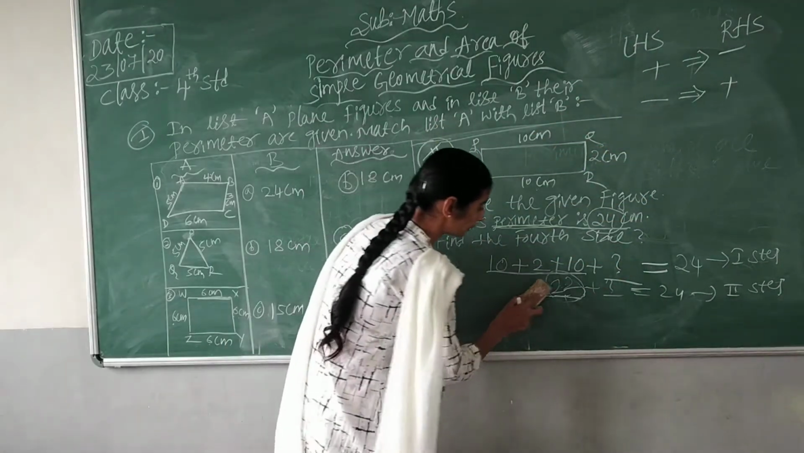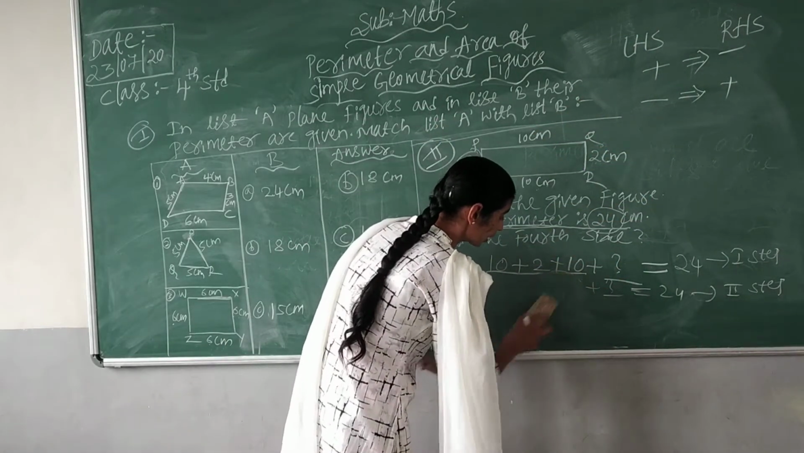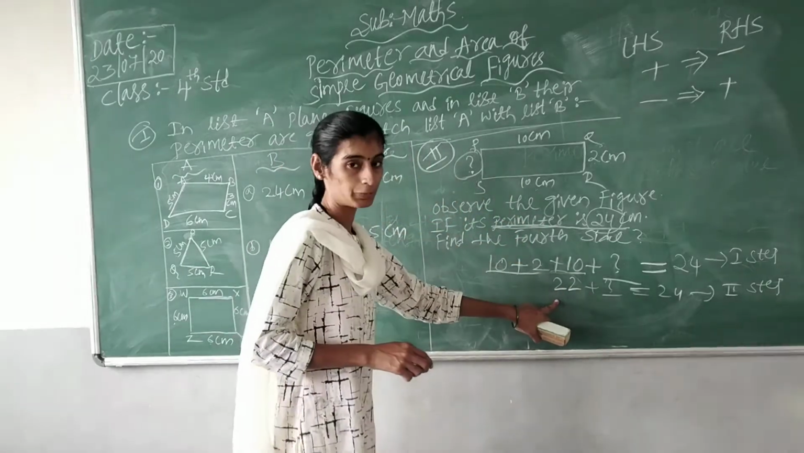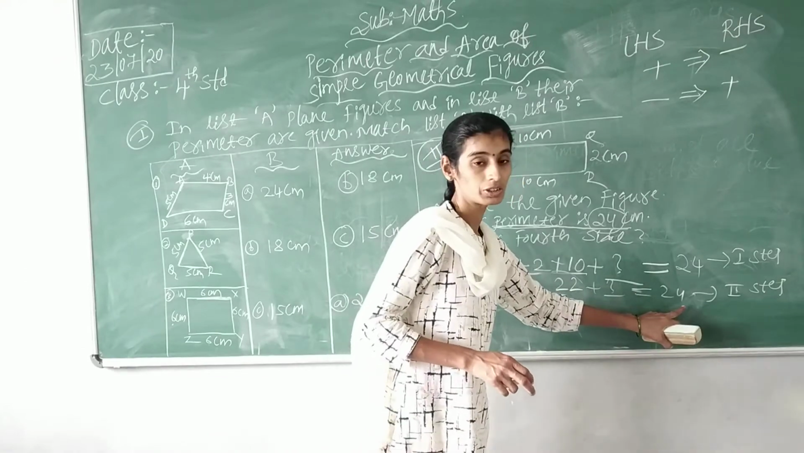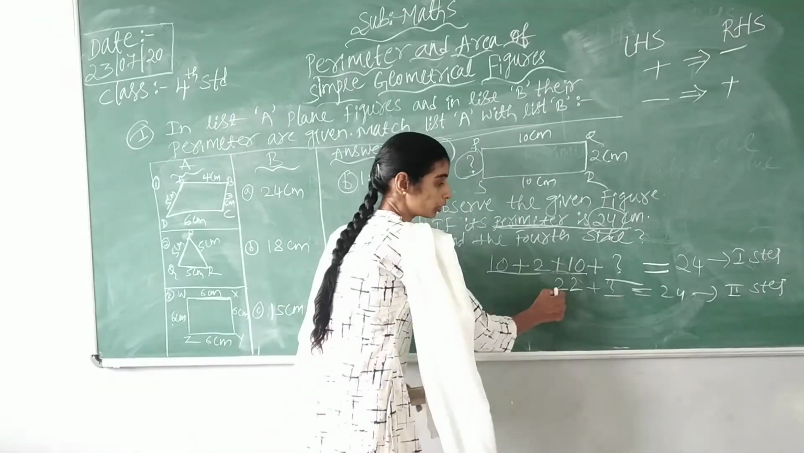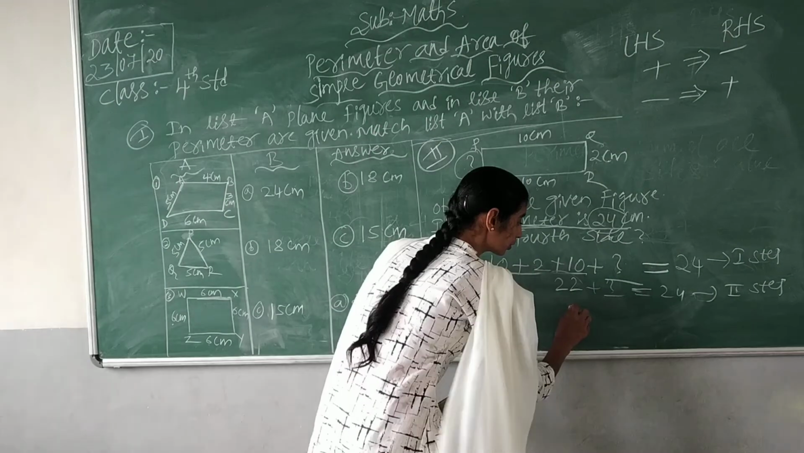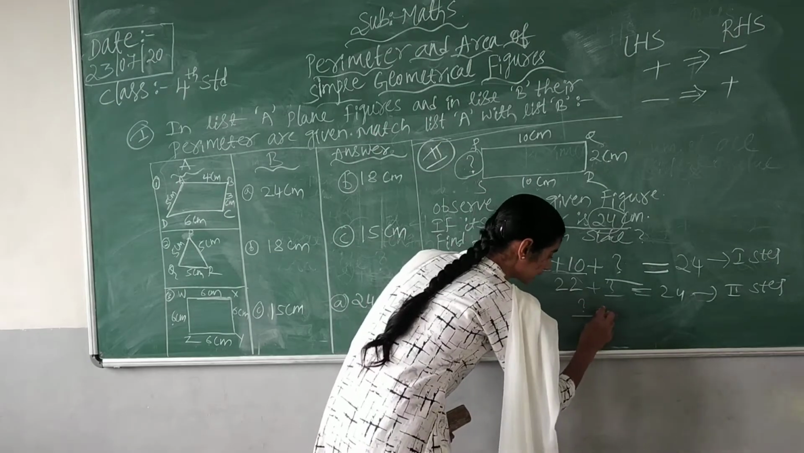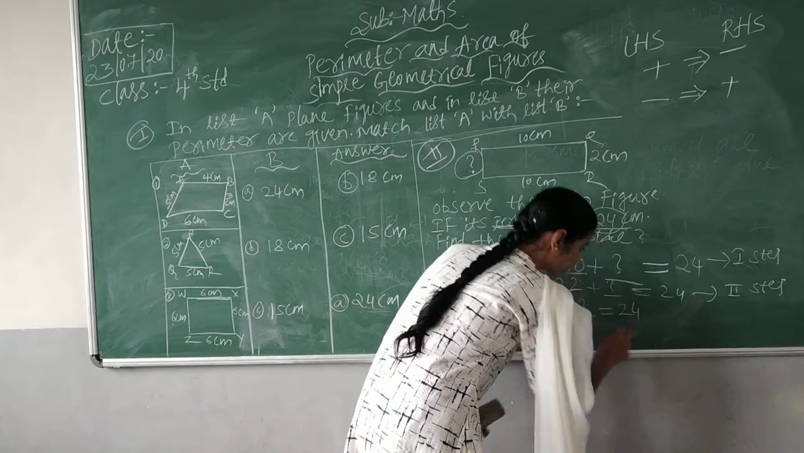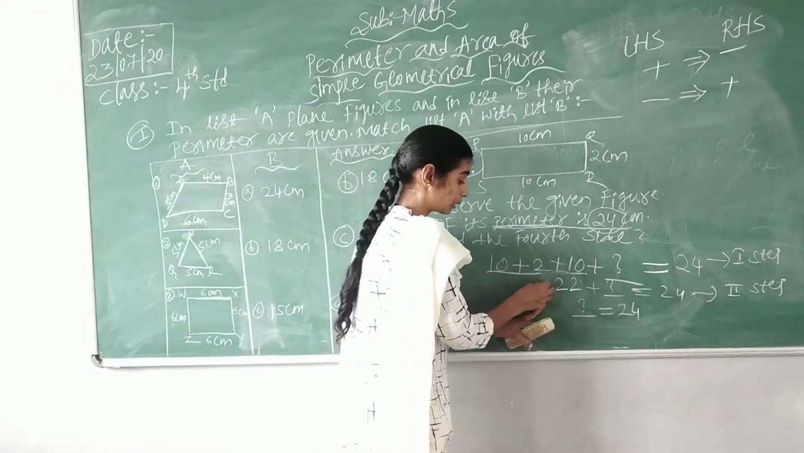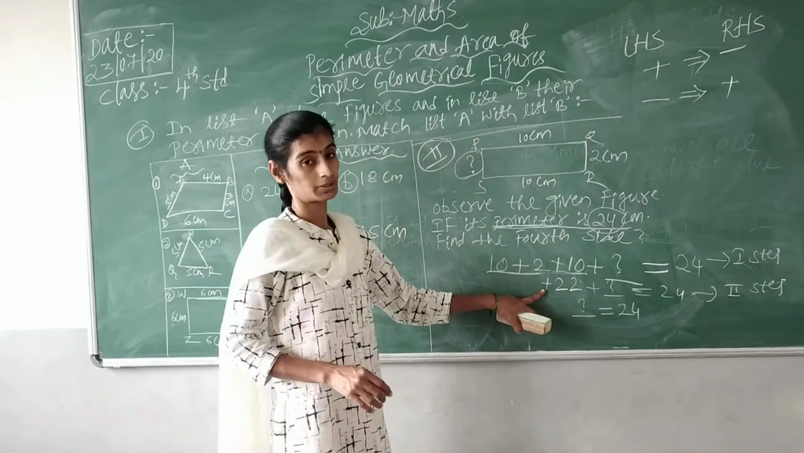Now in this example, 22 is on the left side, 24 is on the right side. Now this 22 I want to shift to the RHS. So the question mark you put as it is. First you write 24 as it is. Then here by default this will have the sign plus.